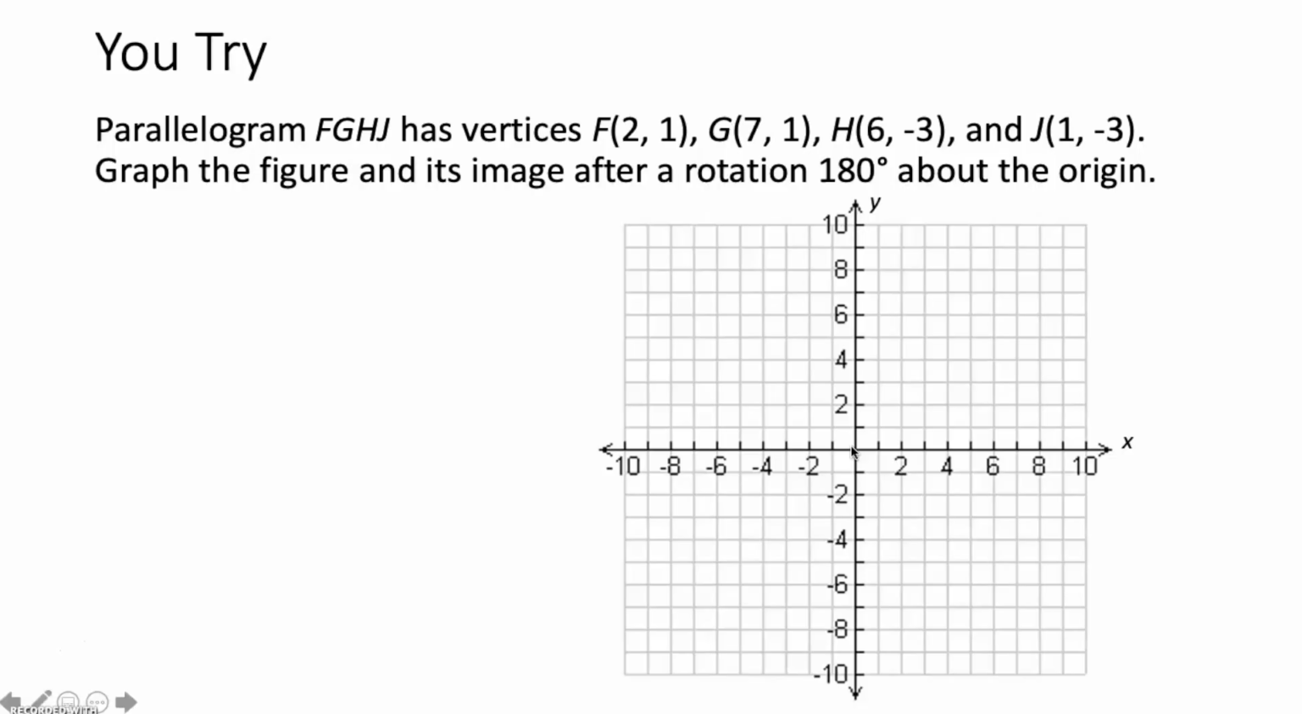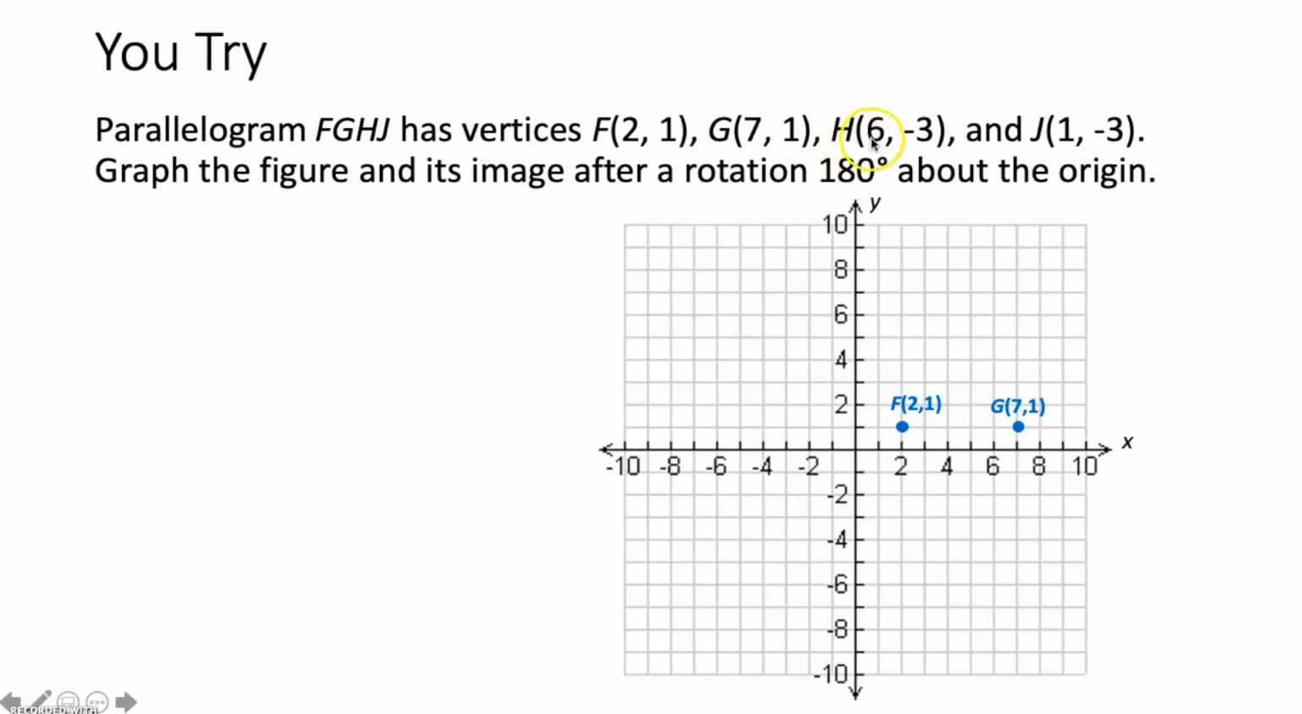Okay, doing the same thing here. So this time we have a parallelogram, F, G, H, J, with these given vertices. So let's go ahead and graph these first. Point F is at 2, 1. We go over 2 on the x-axis, up 1 on the y-axis, put point F. Point G is at 7, 1. We go over 7 on the x-axis, up 1 on the y-axis, put point G.